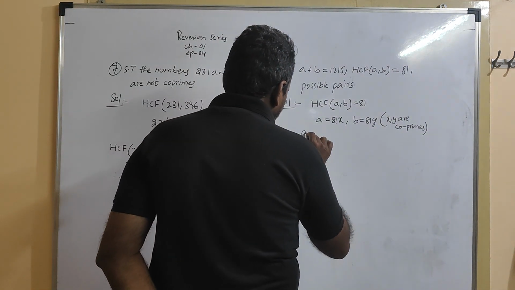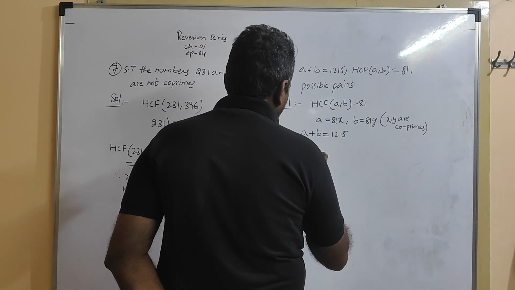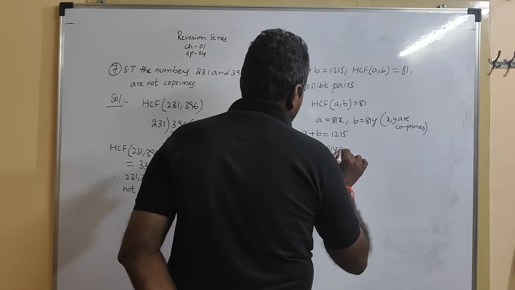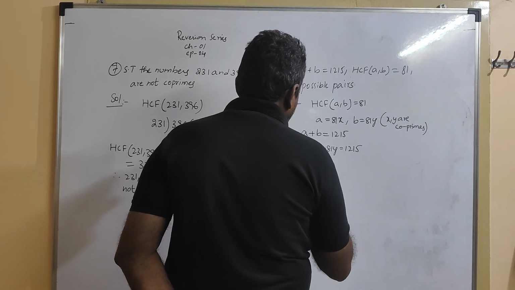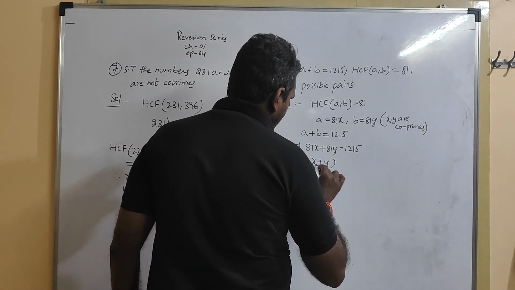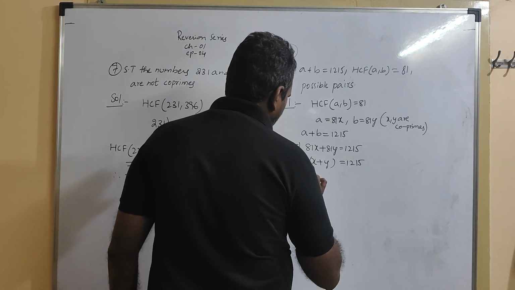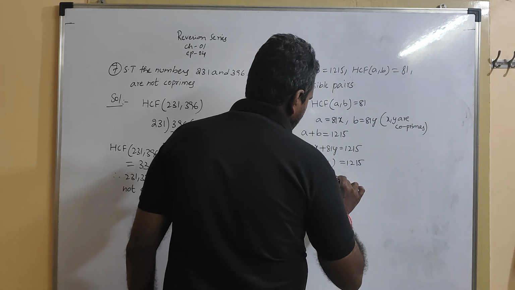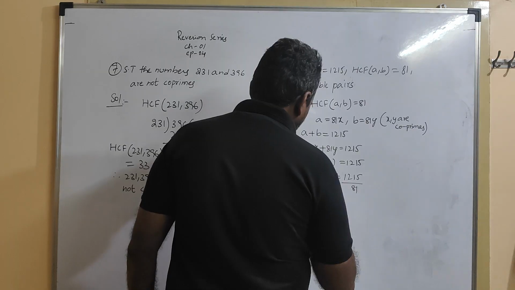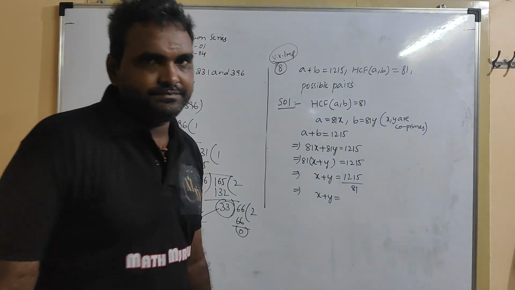A plus B is equal to 1215. This implies 81x plus 81y is equal to 1215. This implies what you will get? 81 is common. (x plus y) into 81 is equal to 1215. This implies x plus y is equal to 1215 by 81. How much will you be getting?